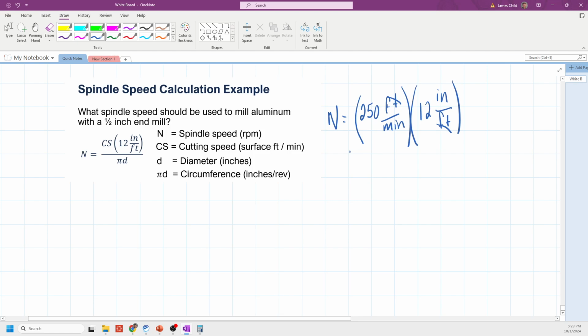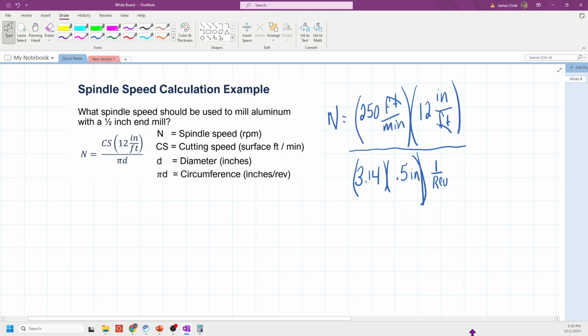And then next thing we're going to do is multiply by our circumference. Our circumference is going to be per revolution, so per 1 rev. Pi, 3.14, and we're going to multiply that by our diameter in inches. Our diameter is a 1/2 inch, so 0.5 inch. Okay, so we're all set up. We go ahead and do our math.